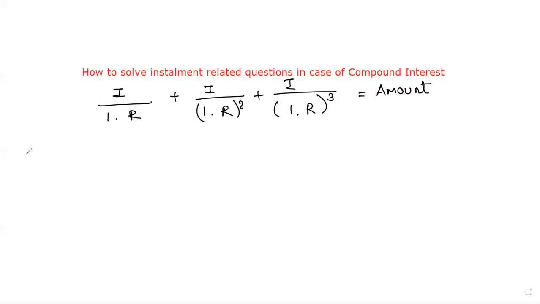So if I give you the rate of interest as 4%, you will have in the denominator 1.04. Had your rate of interest been 20%, in the denominator you would have 1.20. And the same here: 1.20 whole square, 1.20 whole cube.